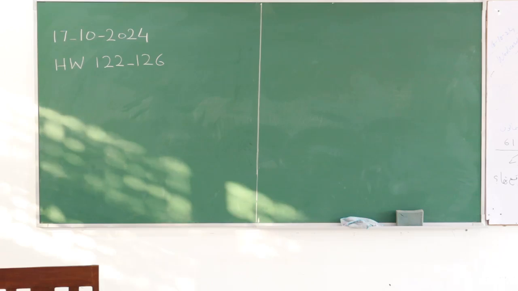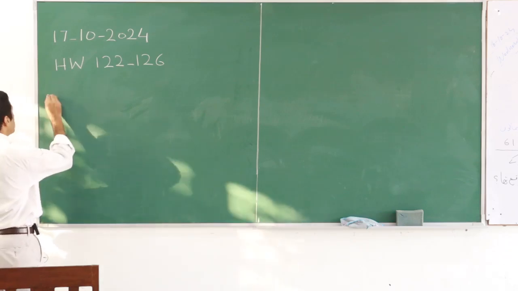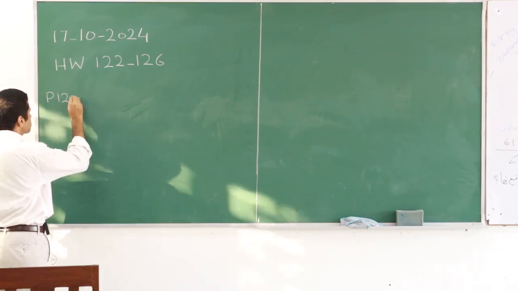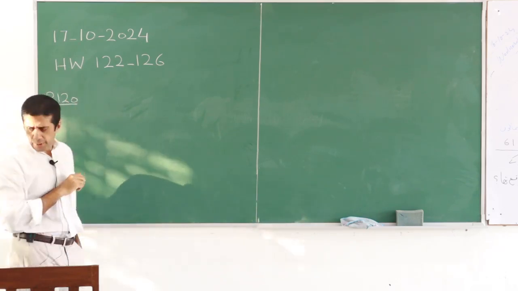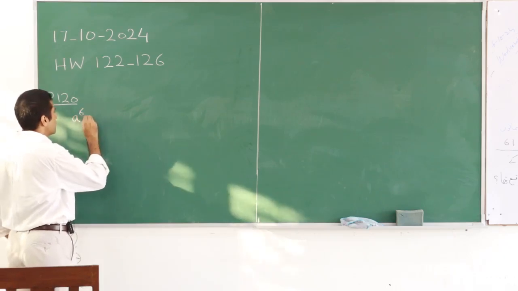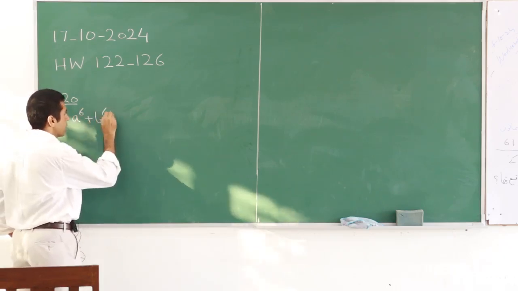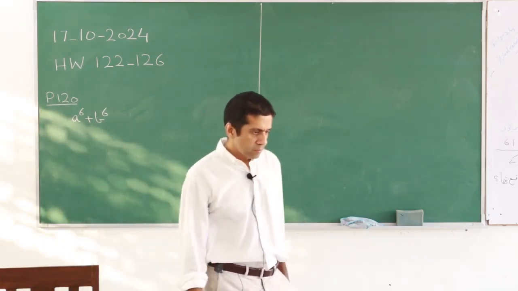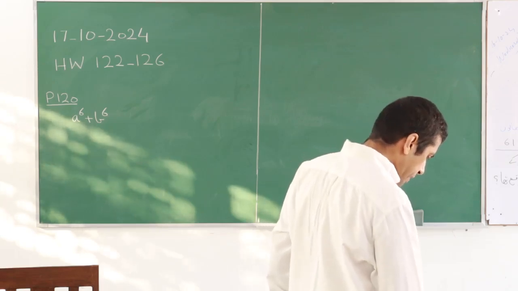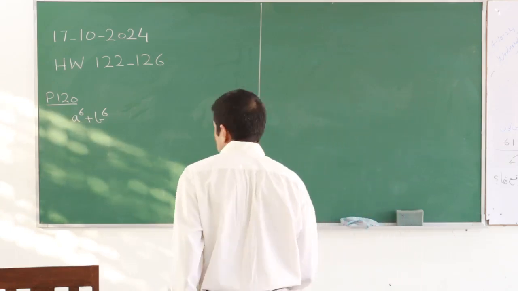Problem 120 and 121. So let's look at problem 120. Problem 120 says that you have to factorize a to the 6th plus b to the 6th, right? a to the 2n and b to the 2n. So can you factor any other polynomial of the form a to the 2n plus b to the 2n?